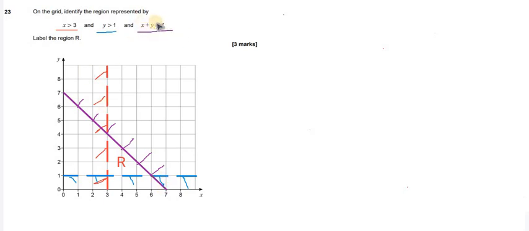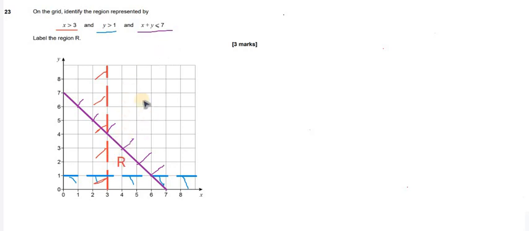Now, to represent this, x plus y is less than or equal to 7. First thing, because it's less than or equal to, that will remain a solid line. Greater than is above the line, less than is below. Remember how you represent this: equal to is if it's a solid line. If it's a broken line, you know it's greater than or less than without the equal to attached.